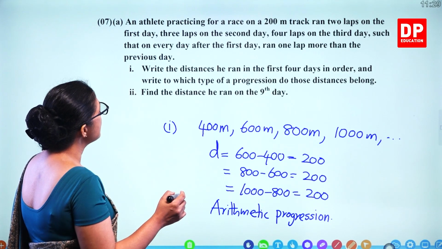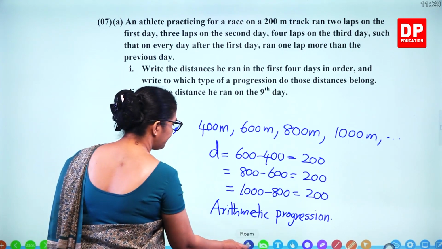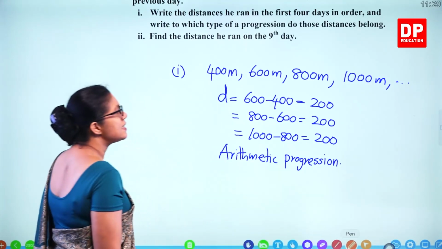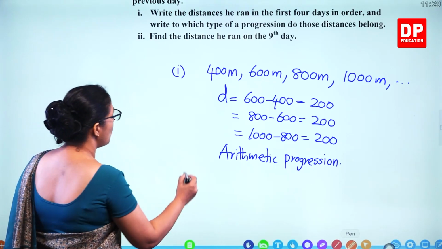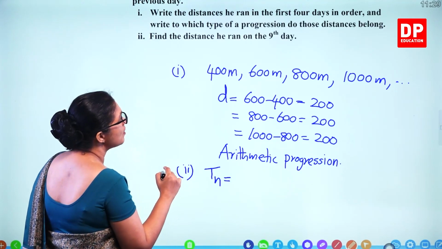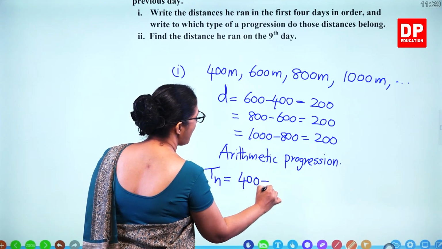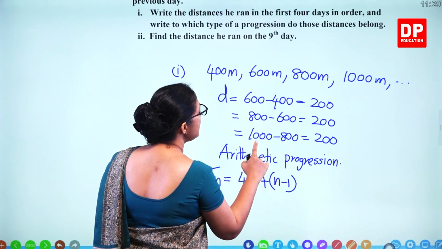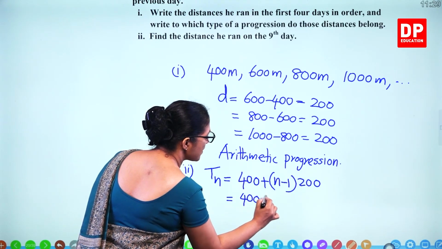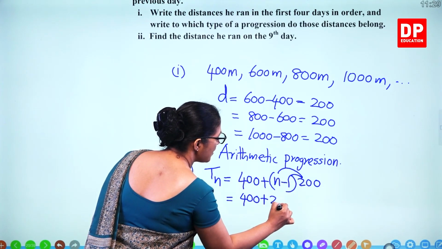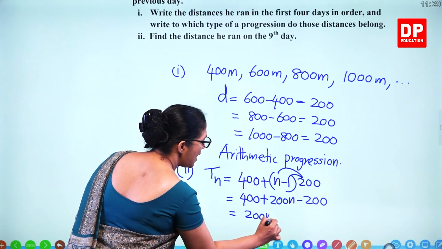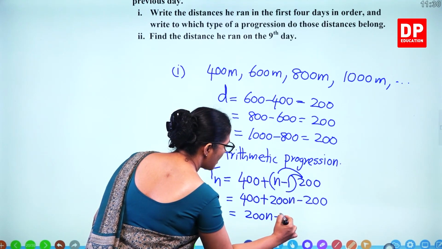So find the distance he ran on the 9th day. That means we have to find out the general term and find T9. So what's the general term? Tn equals first day is 400 plus n minus 1 times d. D is 200. So you get 400 plus 200n minus 200. So 200n, 400 minus 200, that's plus 200.